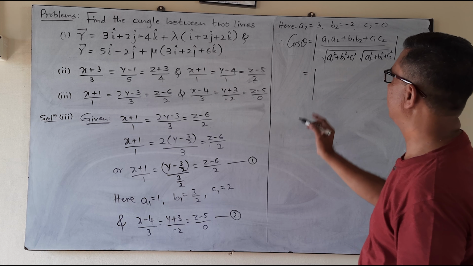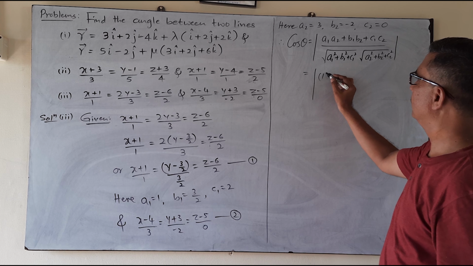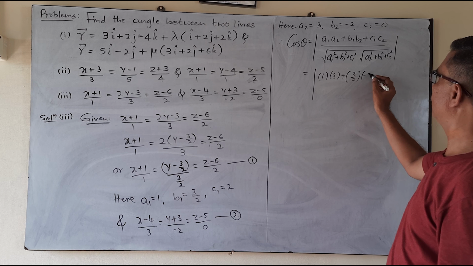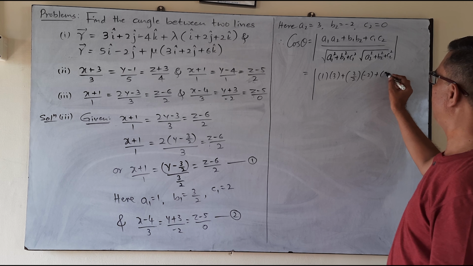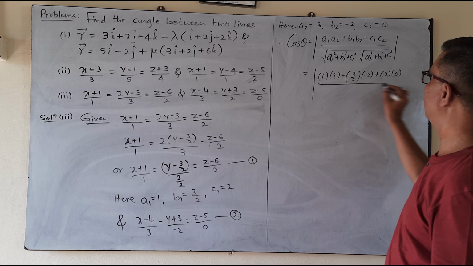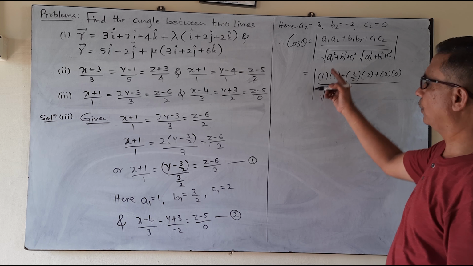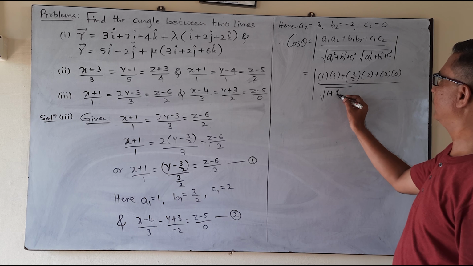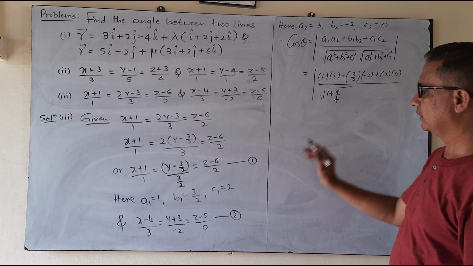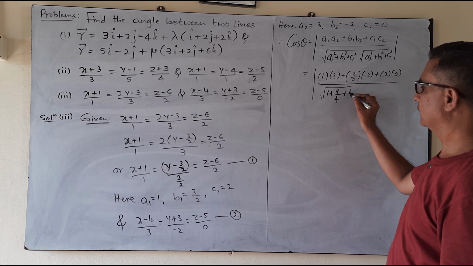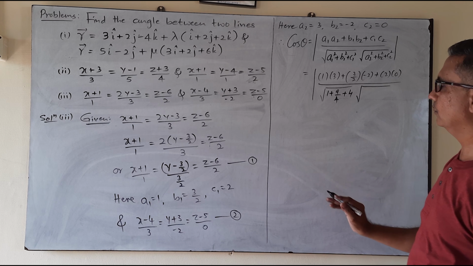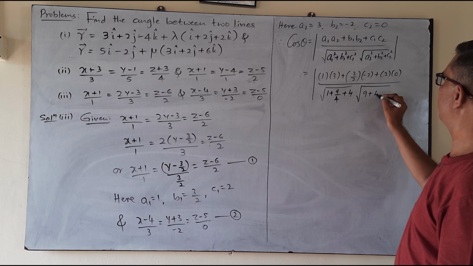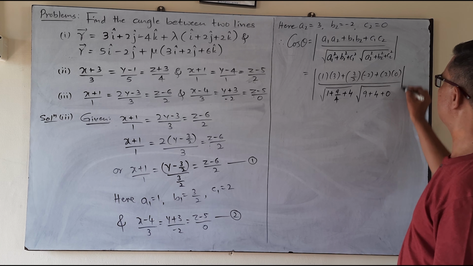Substitute the values. A1 is 1. What is a2? 3. B1 value is 3 by 2. B2 value is minus 2. C1 value is 2. C2 value is 0. Divided by under root of a1 square, 1 square is 1, b1 square, that is 3 by 2 square, 9 by 4, c1 square 4, into root of a2 square, 3 square is 9, minus 2 square is 4, c2 value 0 square is 0.